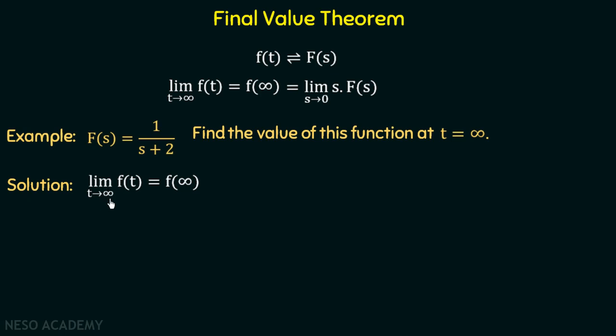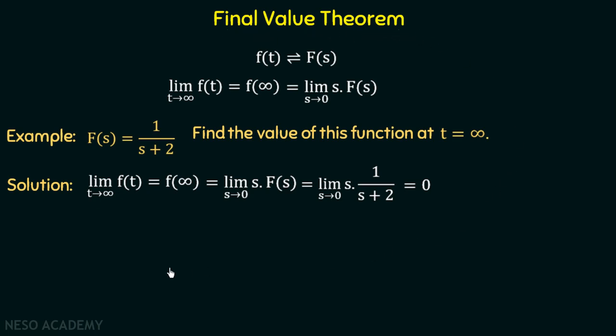So limit t tending to infinity f of t, which is the final value, and in the s domain it is equal to limit s tending to 0 s multiplied with F of s, and F of s is equal to 1 over s plus 2. So we will have limit s tending to 0 s multiplied with 1 over s plus 2. Now if we substitute the value of limit s tending to 0 here, we will get the value of limit equal to 0. So the final value of this function is equal to 0, and we have calculated this by the use of final value theorem. So now we are done with the discussion on final value theorem.